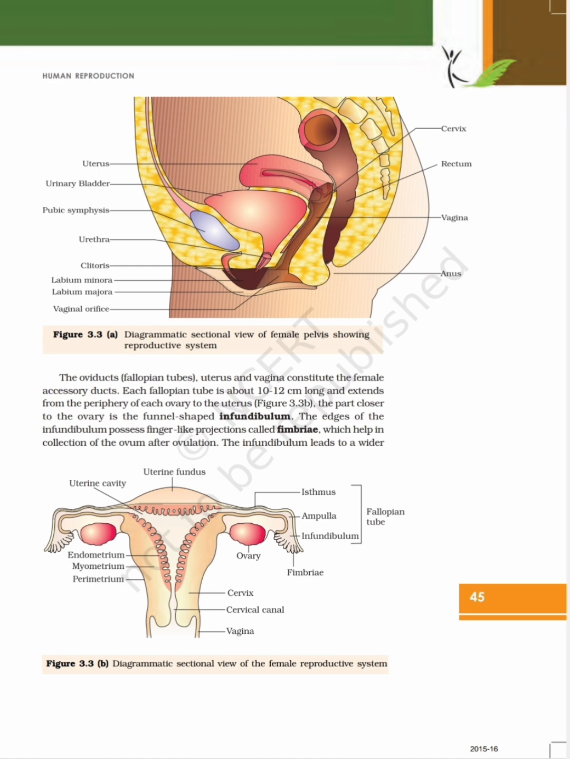Okay, each fallopian tube is about 10 to 12 centimeter long and extends from the periphery of each ovary to the uterus.